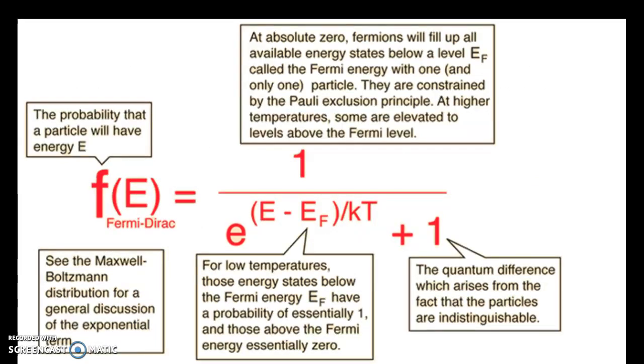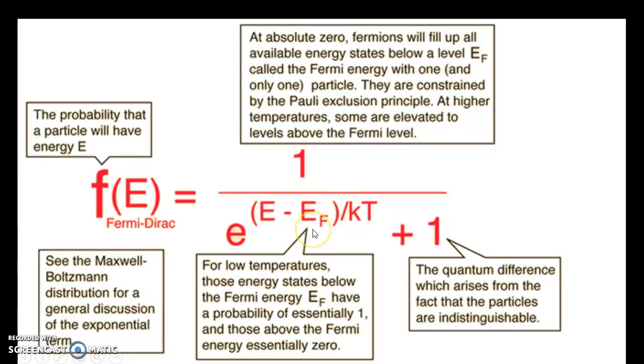So this is the equation, the Fermi-Dirac equation, and it's based on the probability that a particle will have energy E here. At absolute zero, fermions will fill up all available energy states below an energy level EF, called the Fermi energy, with one and only one particle. They are constrained by the Pauli exclusion principle. At higher temperatures, some are elevated to levels above the Fermi level.